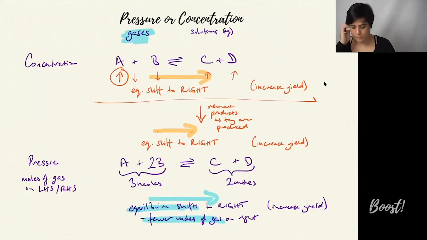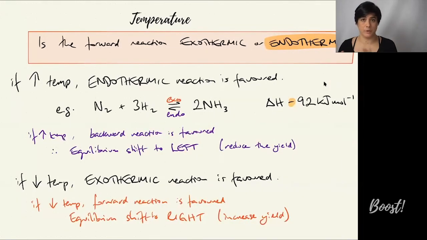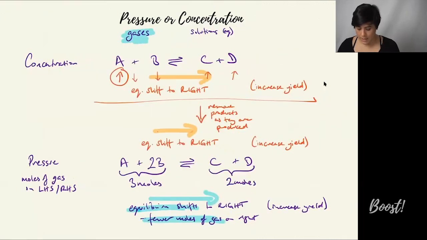So with temperature, you need to know, is the forward reaction exothermic or endothermic? An increase in temperature always favors the endothermic direction. For concentration, that's the simplest one. If you increase the concentration of a reactant on the left-hand side, it will shift the equilibrium towards the right-hand side, and vice versa. For pressure, we need to find out how many moles of gas are on the left and the right-hand side of the equation, and equilibrium will shift in the direction of the fewer moles of gas.